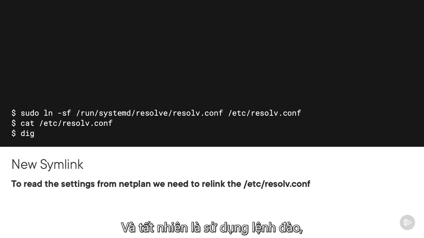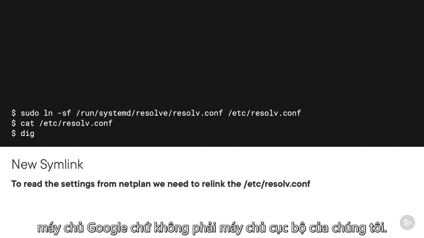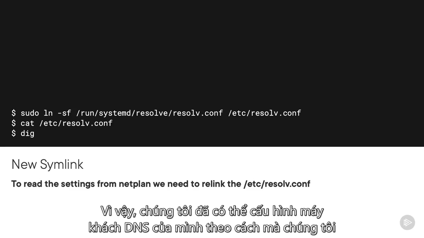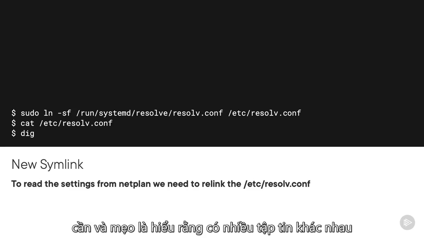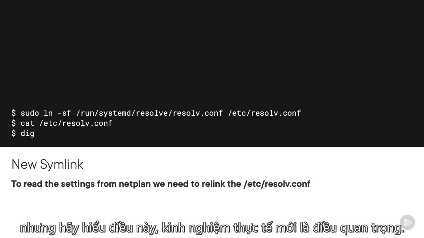And of course, using the dig command, we're going to be able to see that we are now querying the Google server rather than our local server. So we have been able to configure our DNS client the way that we need. And the trick is understanding that there are different files in the back end that we can link our resolv.conf to. Now, to really understand this, though, it's the hands-on experience that is going to count.